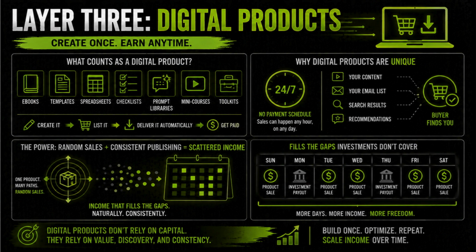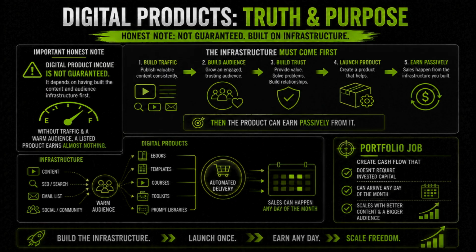That randomness, combined with consistent publishing, creates a scattered-throughout-the-month income pattern that naturally fills calendar dates that investment distributions don't cover. An important, honest note here. Digital product income is not guaranteed. It depends on having built the content and audience infrastructure first. Without traffic and a warm audience, a listed product earns almost nothing. The infrastructure must come first, then the product can earn passively from it. What's its job in the portfolio? It creates cash flow that doesn't require invested capital and can arrive any day of the month.